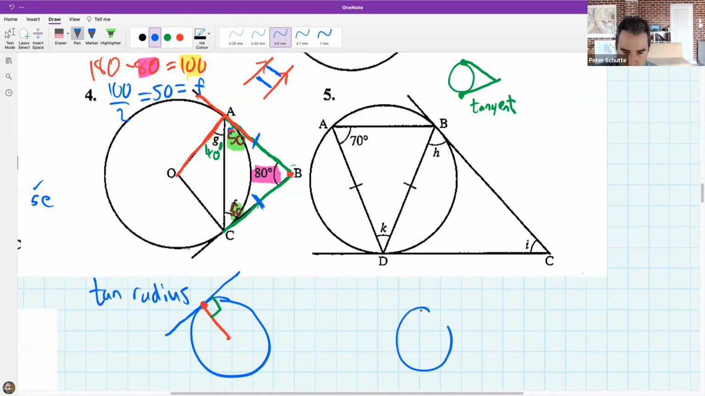And then the other thing we learned today was that a tangent from a point outside the circle can make a pair of tangents, and tangents from a common point will give you equal lengths, or will give you an isosceles triangle. And the name of that theorem is just tangents from a common point.